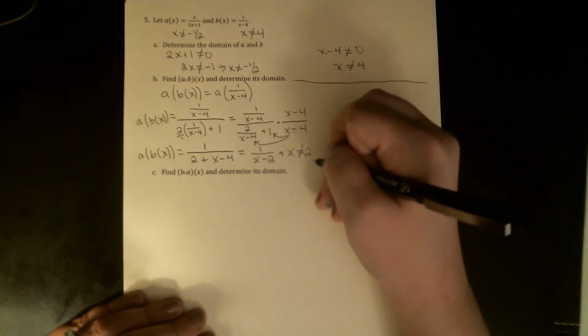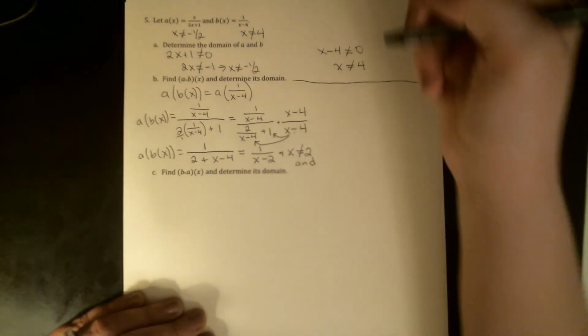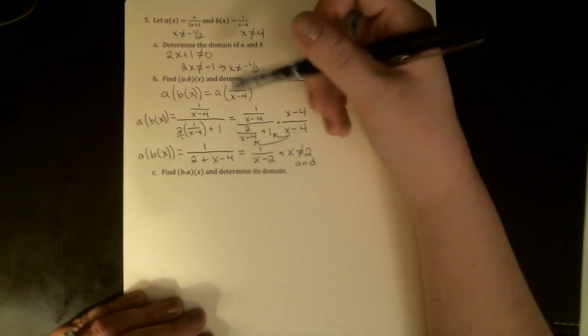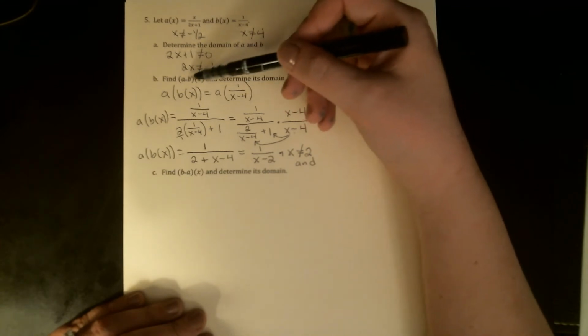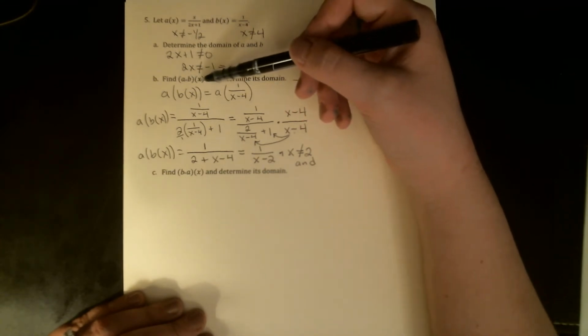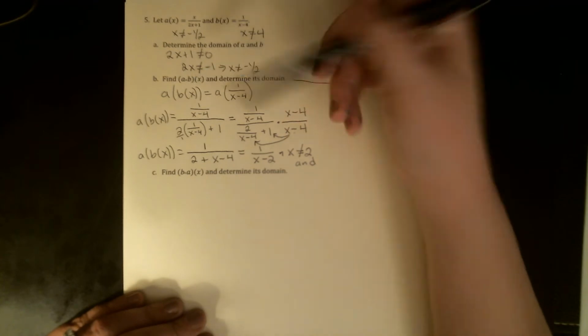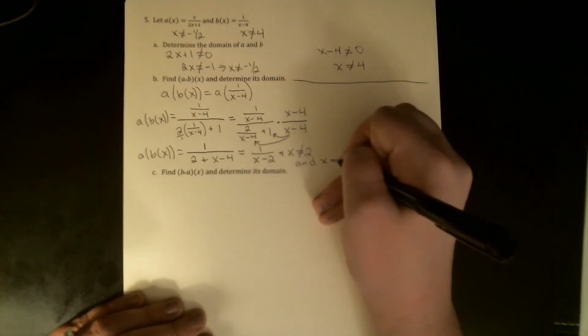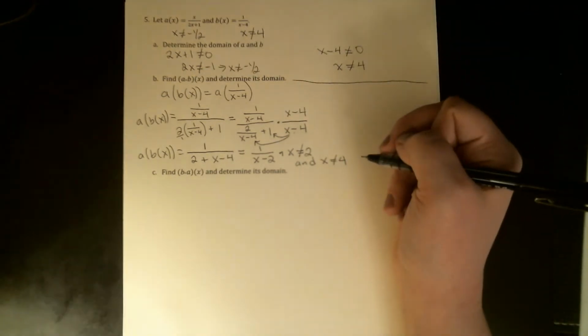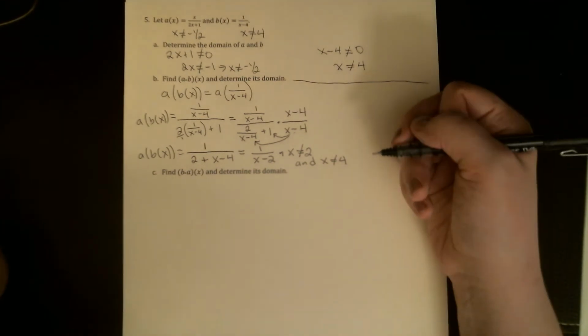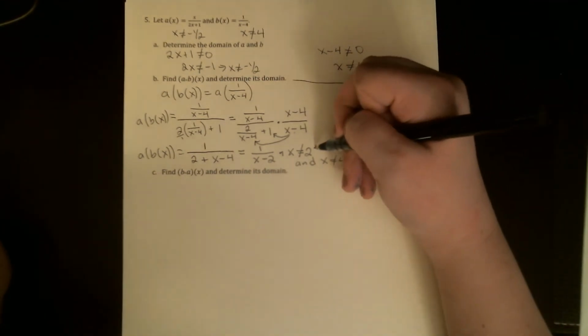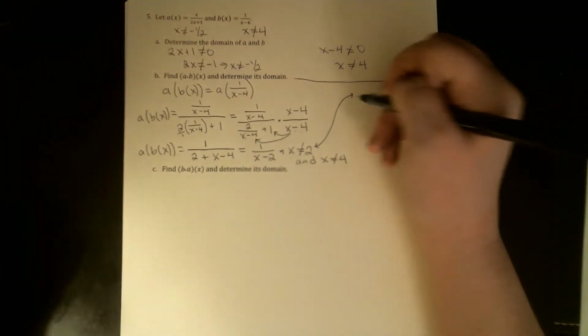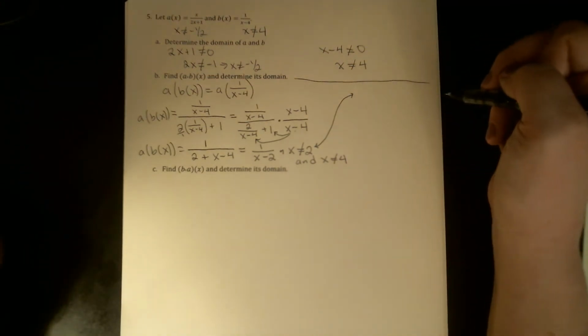The other thing that I need to be aware of is it doesn't make sense to plug an x value into the composite function A of B if it won't even make it through the first function B. So I also need to make sure that x does not equal 4, or I'm not even going to make it through function B. If this one seems at all like it's a little too magical to you, there is some work you can do to find this.